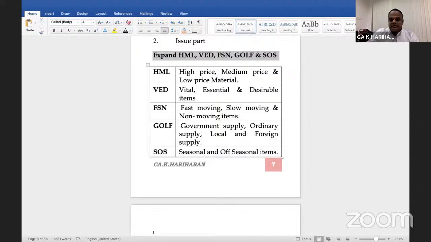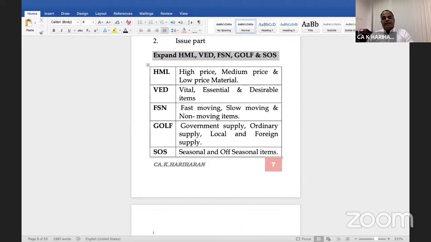VED: vital, essential, and desirable material. FSN represents fast moving, slow moving, and non-moving stock. GOLF: government supply, ordinary supply, local supply, and foreign supply. SOS represents seasonal and off-seasonal item. In that, the most important one is FSN.